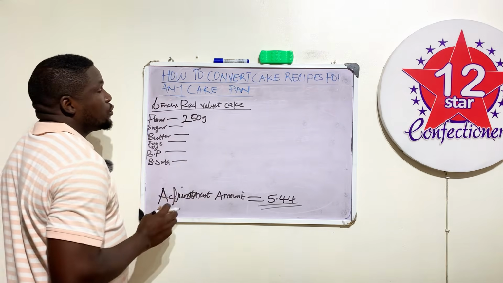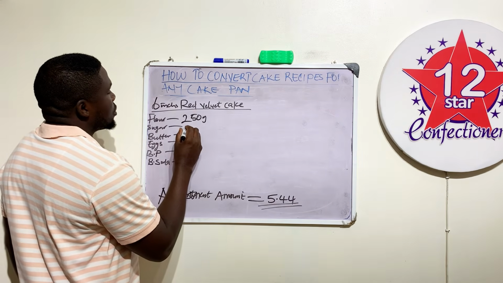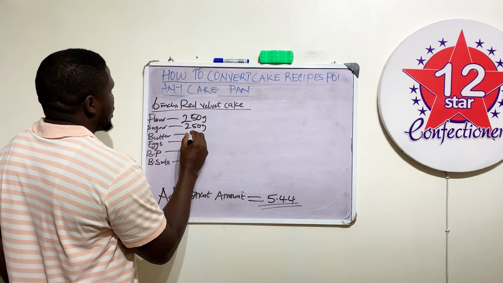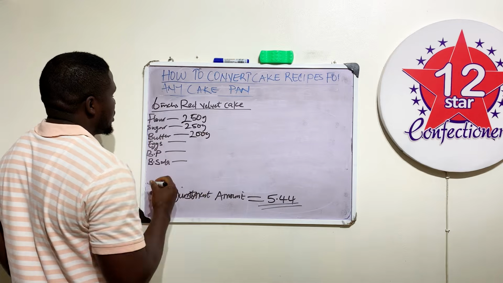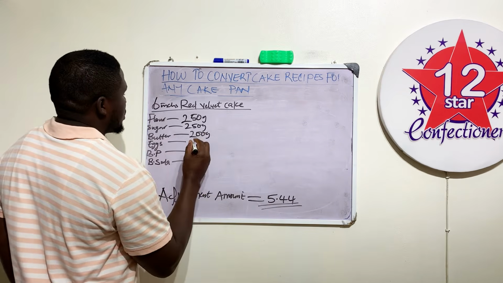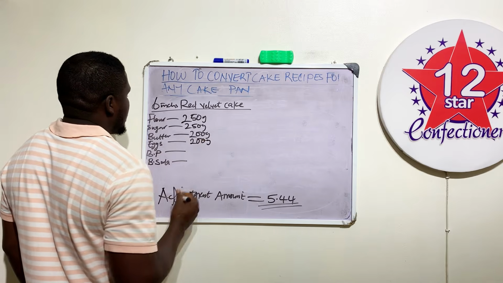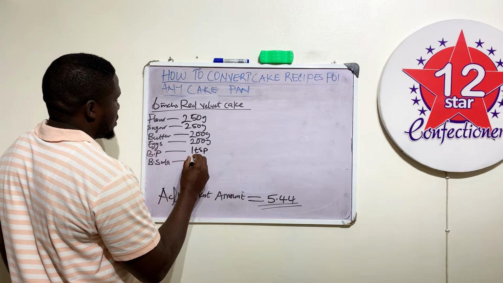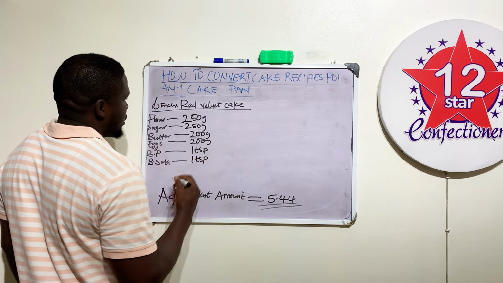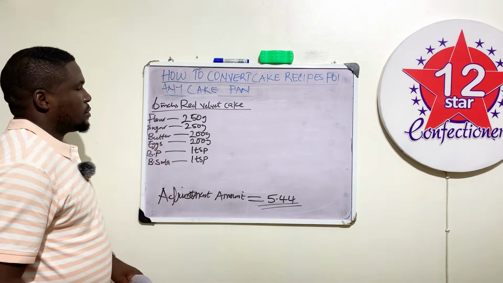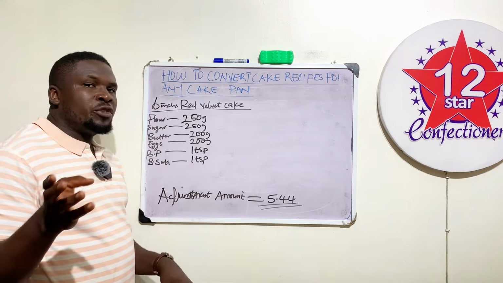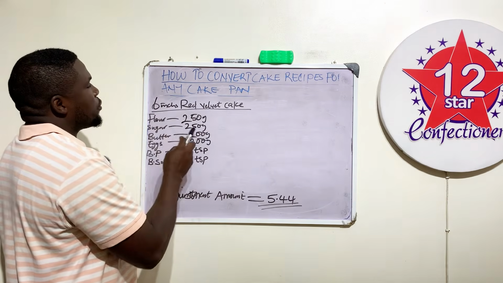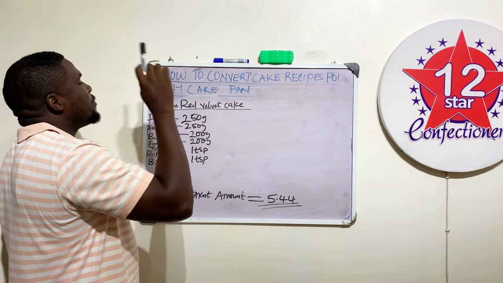So now I have 250 grams of flour, and sugar is what? 250 grams. Butter 200 grams. Eggs 200 grams. Baking powder 1 teaspoon. Baking soda 1 teaspoon. So let's just leave out milk, vinegar, and the rest. This is just an example. If you have your own recipe, you multiply out and get what you want. So this is the recipe for our 6 inches red velvet cake.